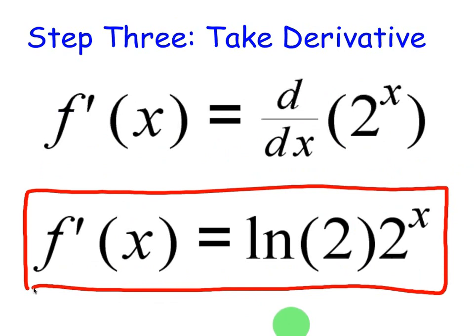Now, if you wanted to know the slope of the tangent line at a specific number, say 3, then you would plug in 3 for x, and you'd get a number back. It'd be whatever ln of 2 times 2 cubed is, some decimal. But today we're just figuring out the actual formula.